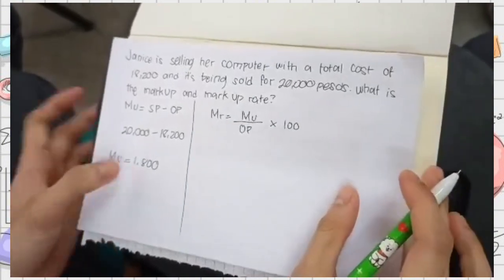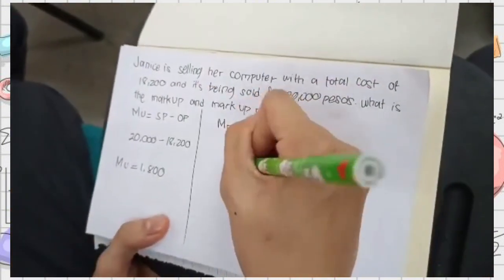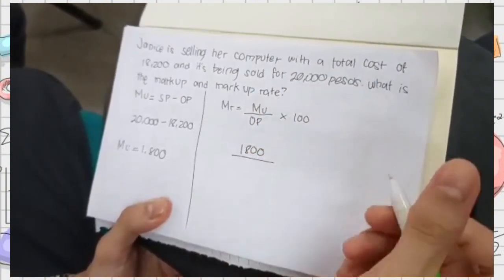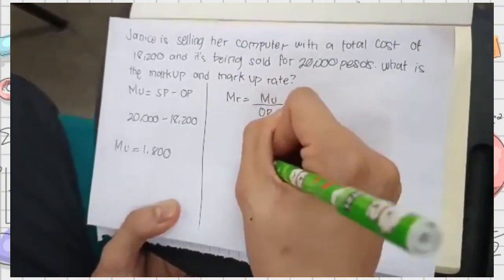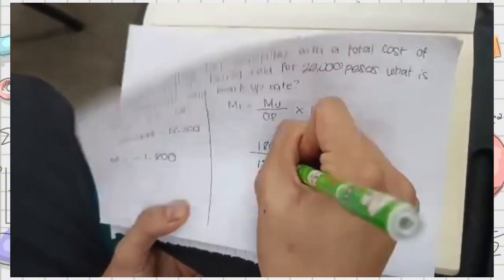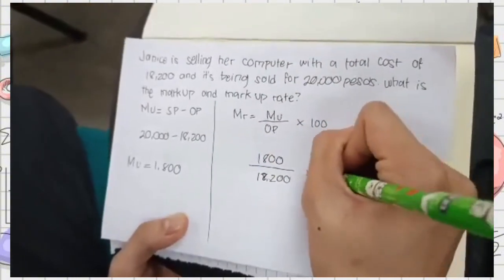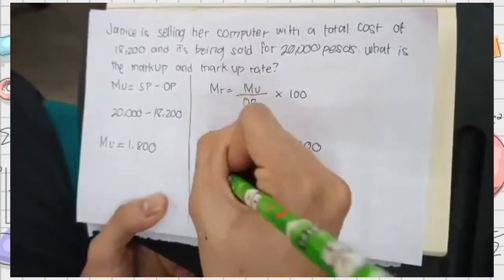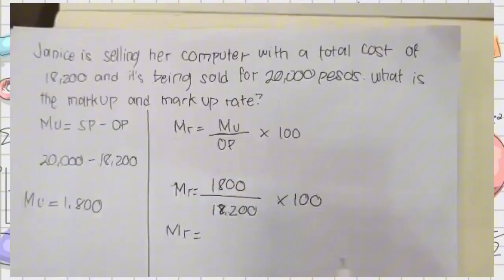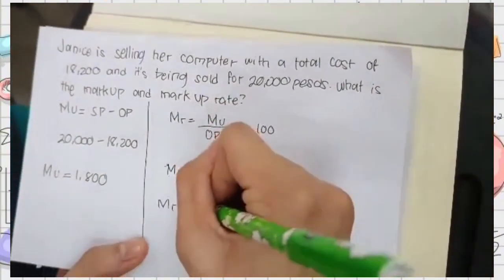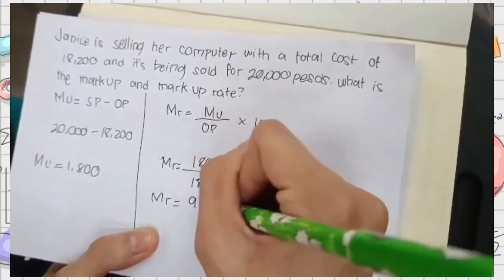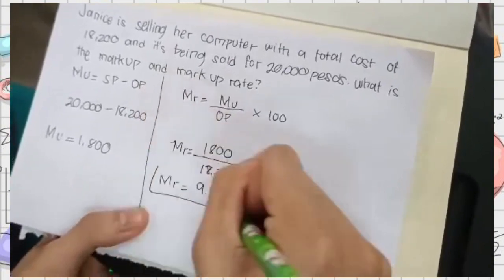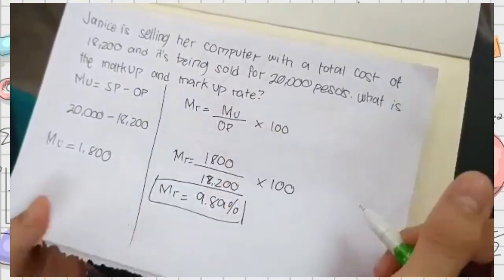Makukuha natin na ang markup natin ay 1,800. Para naman makuha ang markup rate, i-divide lang natin siya at times 100. So, ang markup, i-divide sa original price, then yung markup natin is 1,800 divided by 18,200 times 100. Ang magiging markup rate natin ay 9.89%. Ayan ang markup rate natin.